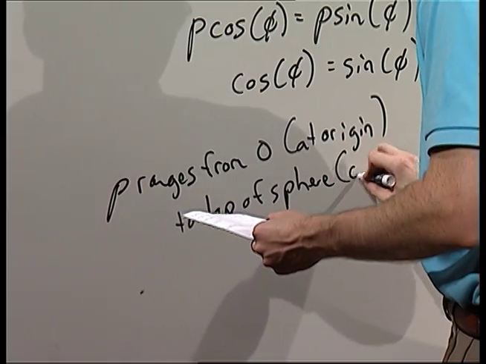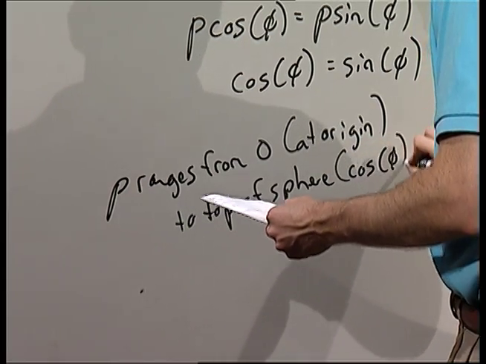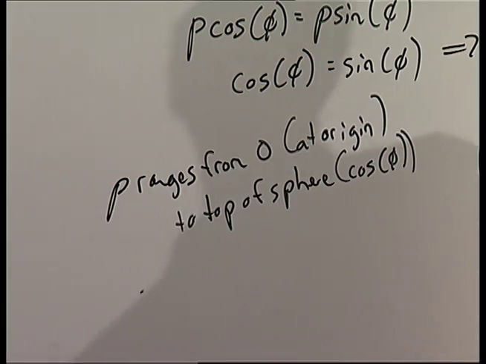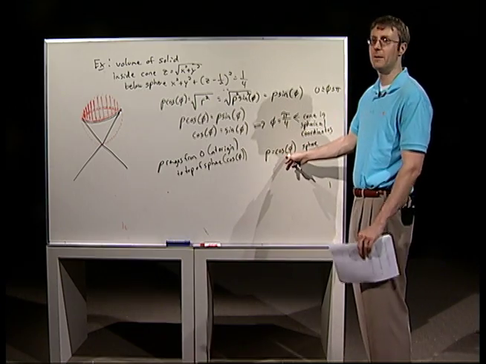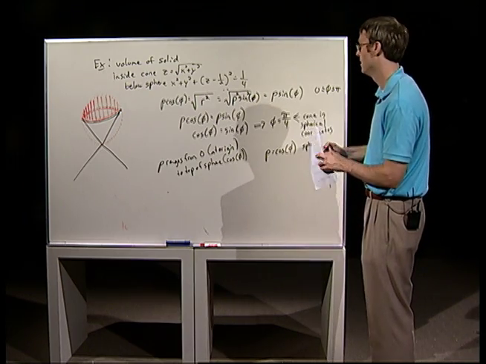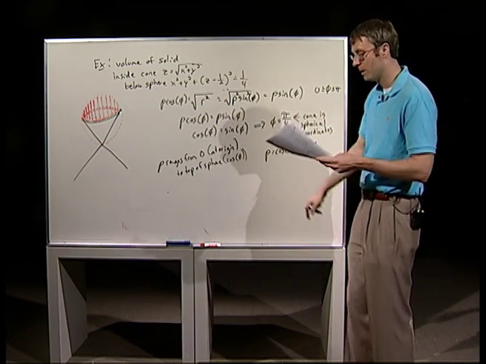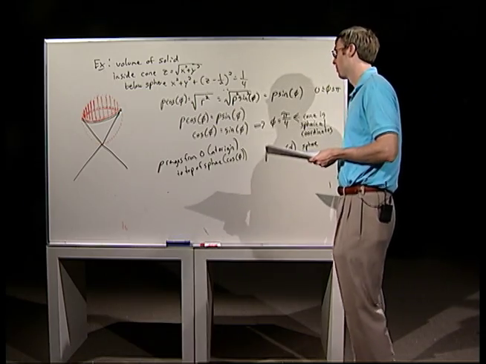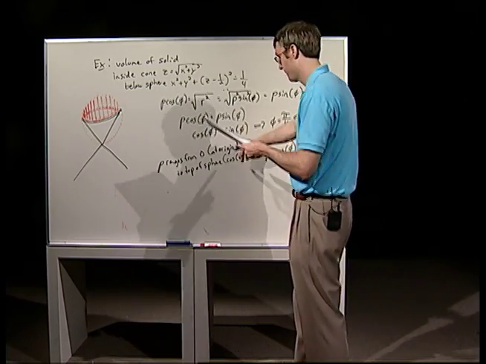It's cosine phi, right? Because where's the sphere? Rho is cosine phi. So the rho values are changing depending on the position of phi. It depends on phi. So rho is a function, or its limits are a function, of the variable phi.